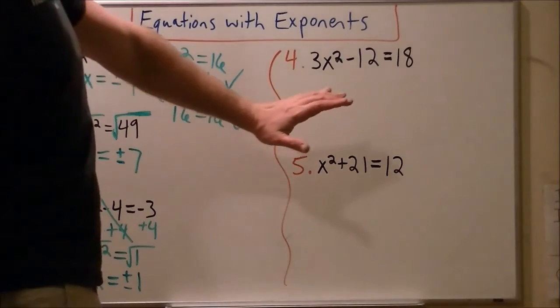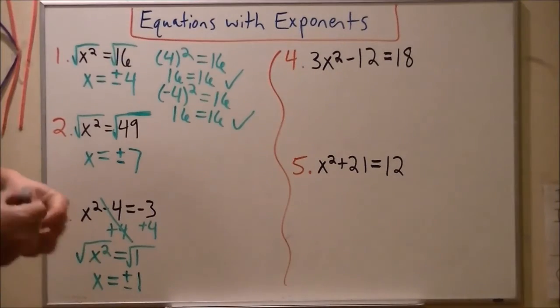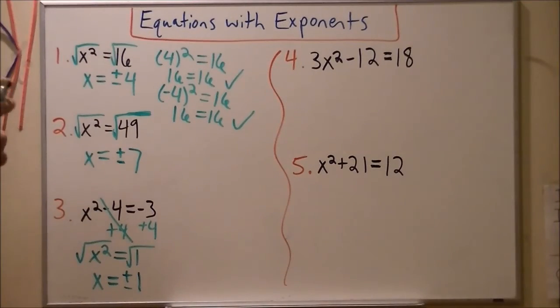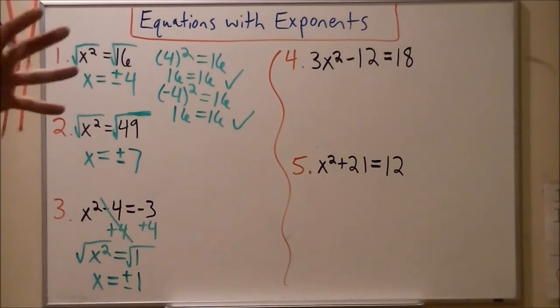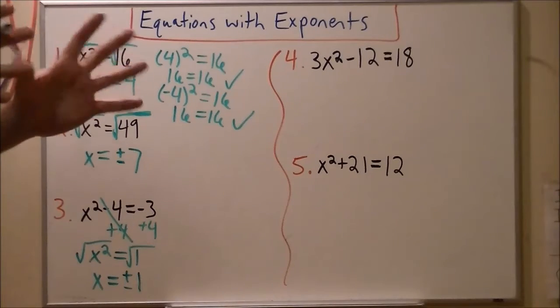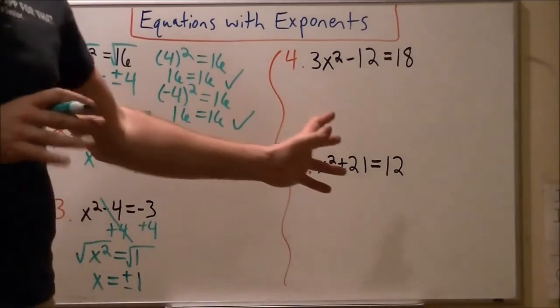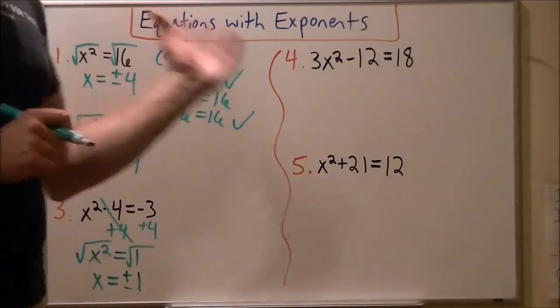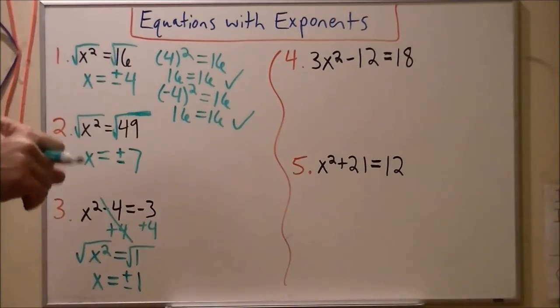So let us now work on numero quattro. And what we're going to do with 3x squared minus 12 equals 18, two-step equation, well, technically it's actually going to end up being a 3-step equation, but these throw us off in that. It's what looks like, that's what's important really, it's what looks like a 2-step equation to us.